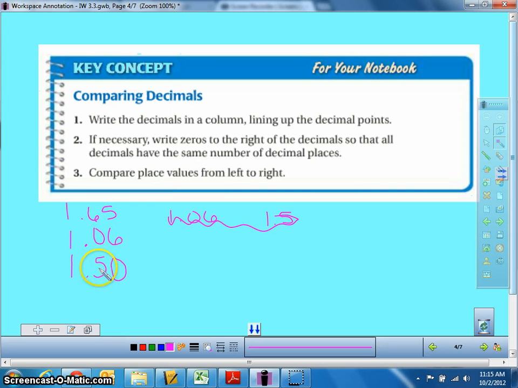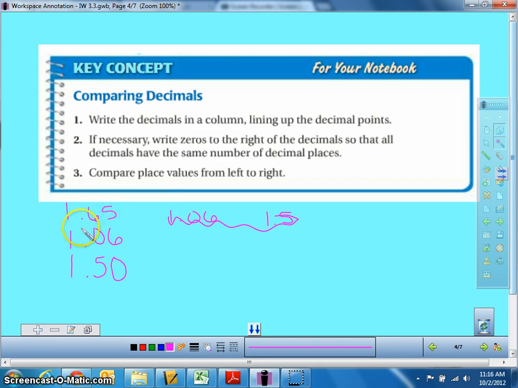Then 5 would be the next biggest, and 0 would be the last one. So if I was going to compare them, I would say this is the largest number, this one is the second largest number, and this one is the third largest number. Another way to look at it is just to kind of cover up this part and look at it in terms of what number it is here.